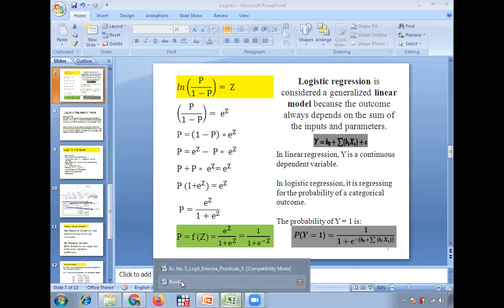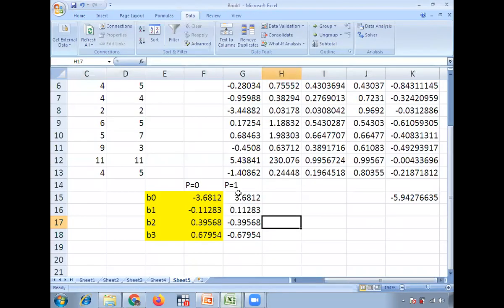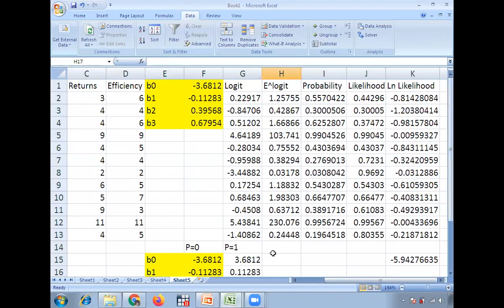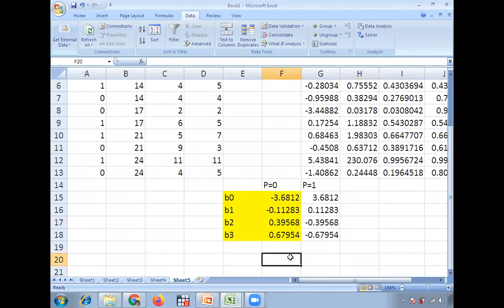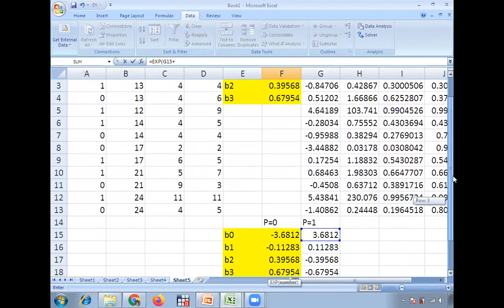So here we have the coefficients, and here we have the x variables also. Now we have all the x variables. Now let us see. So you have to find what is e to the power z, right? So exp, plus, let us have one value.